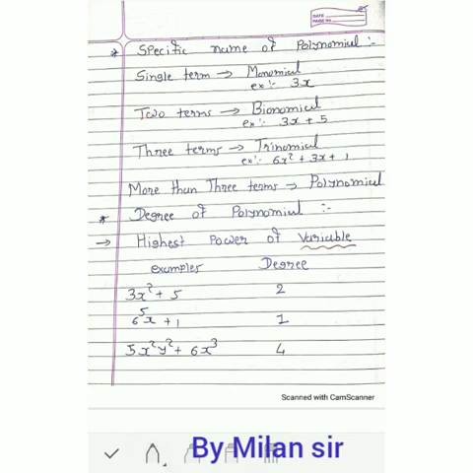Third thing, if 3 terms are there, then it is called a trinomial. 6x square, one term, plus 3x, second term, plus 1, third term. So 3 terms are present. That's why it is called a trinomial.